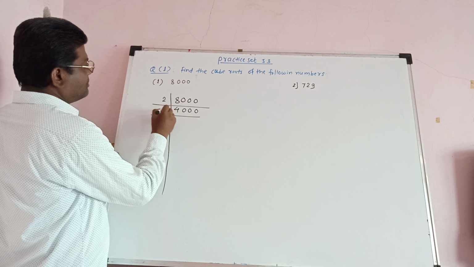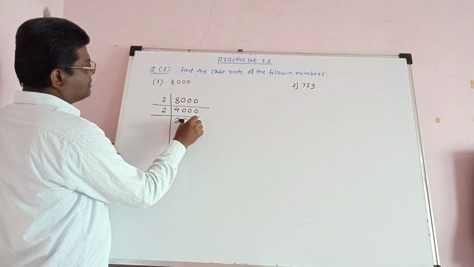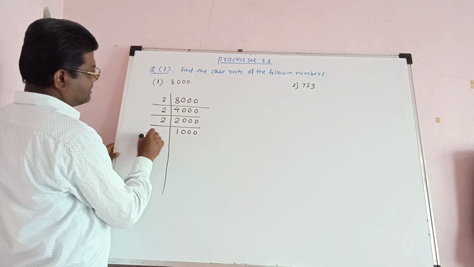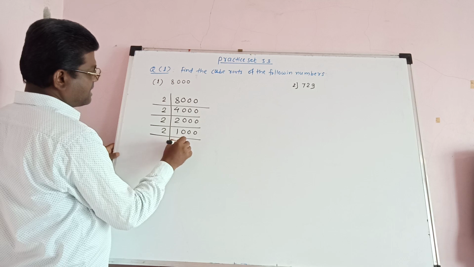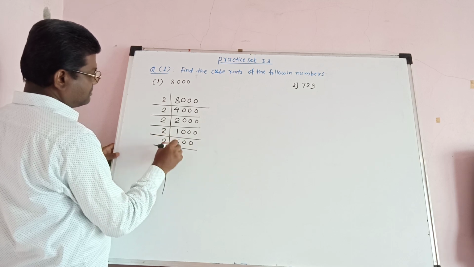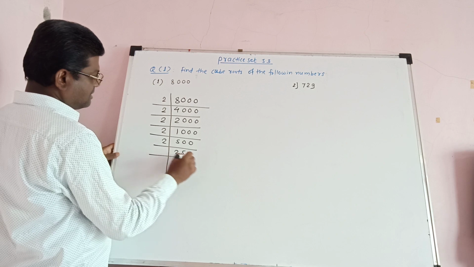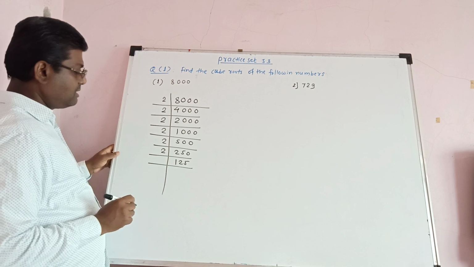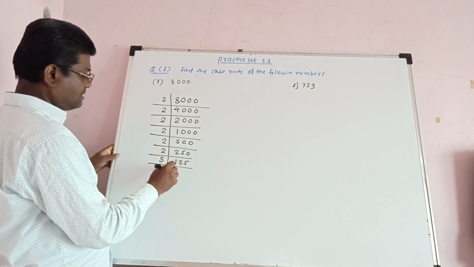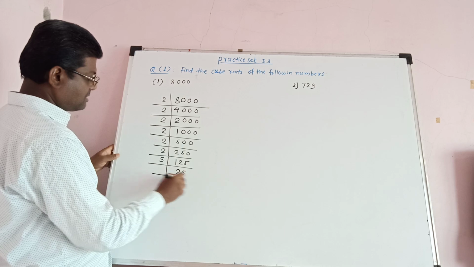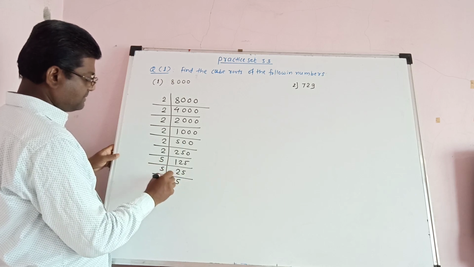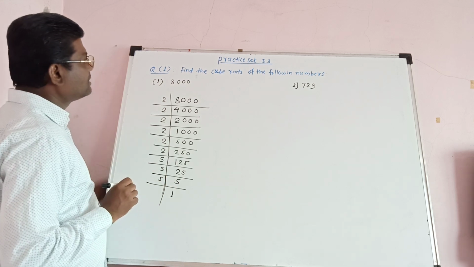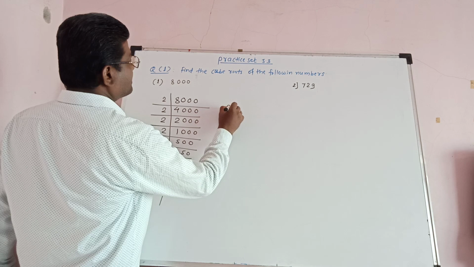If we divide by 2 once again, it will be 2,000. Divided by 2, it will be 1,000. Then divide by 2, 500. Then by 2, 250. Then again by 2, 125. Then we can divide by 5, here will be 25. Then we divide by 5 and 1.